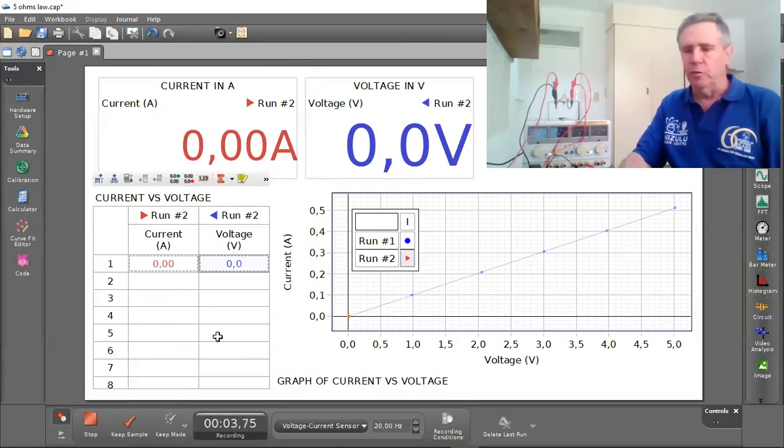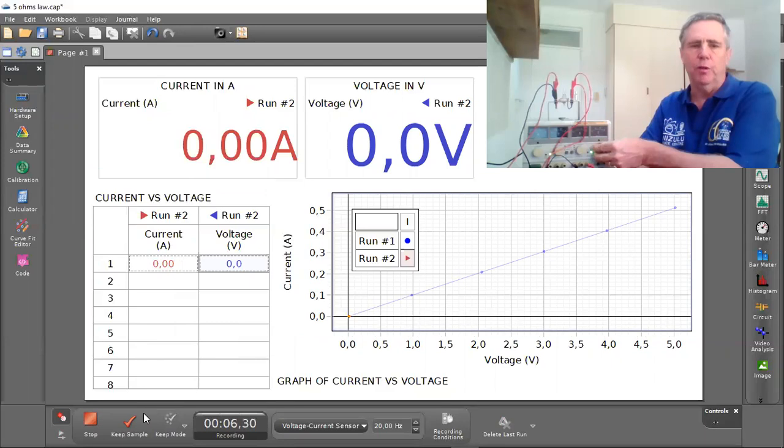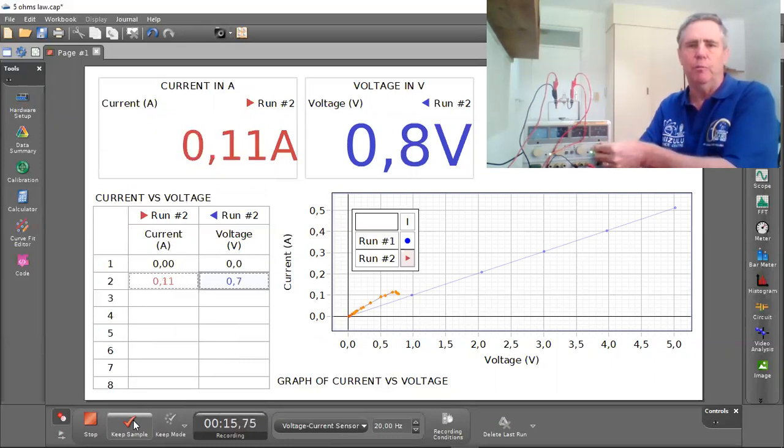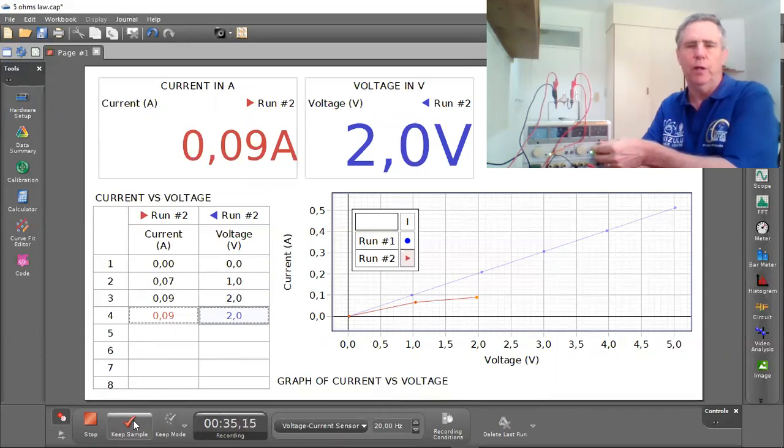Okay, so once again, I'm adjusting the voltage here because voltage is our independent variable, and it starts off 0 volts, 0 amps, just like we found before. I'm going to increase the voltage up to 1 volt. Just allow the current to stabilize. And we can see already the current is less than it was, and the graph is below what it was before. Increase to 2 volts. Again, just allow the current to stabilize. You can see now the current is quite a lot less than it was before.